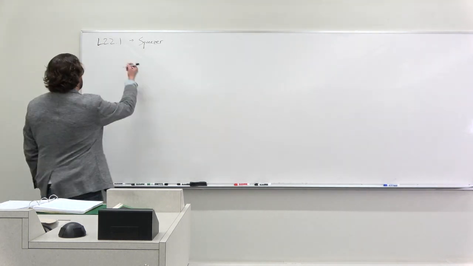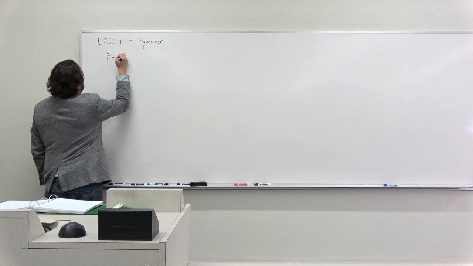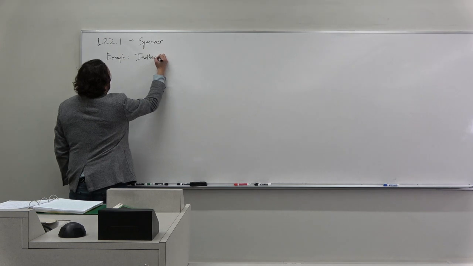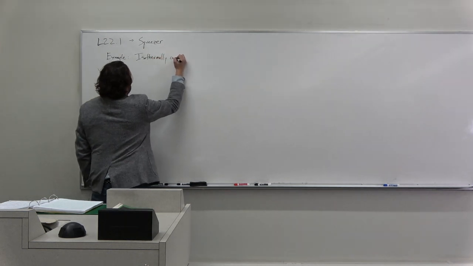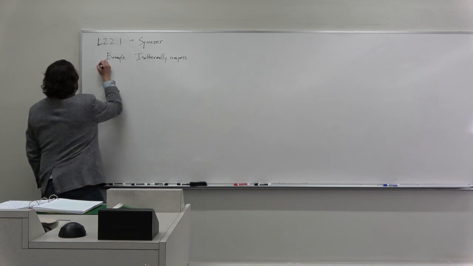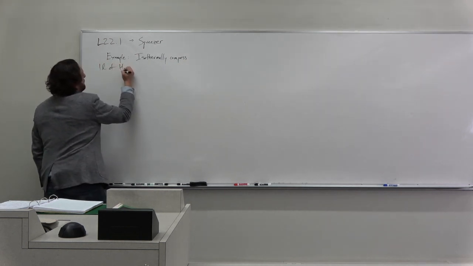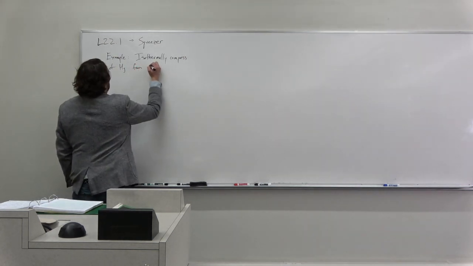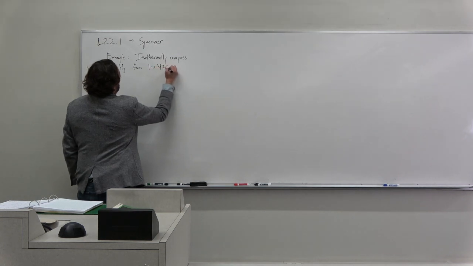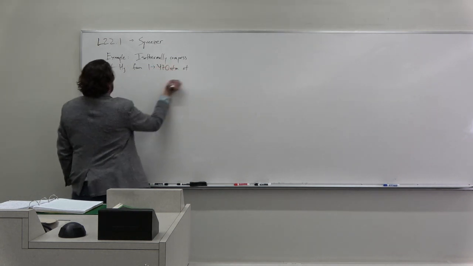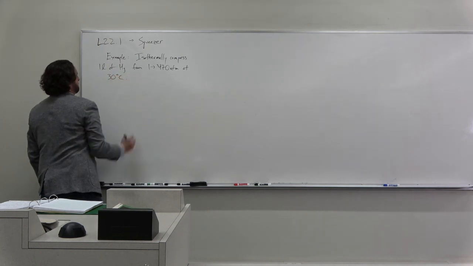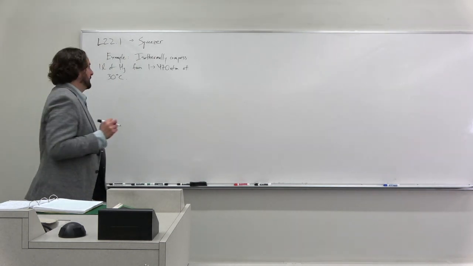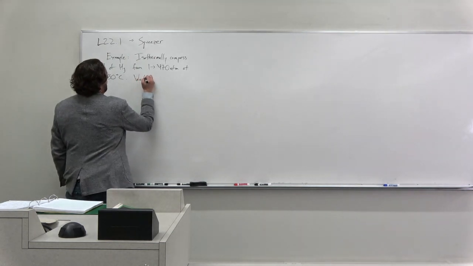So remember in class, the example was to isothermally compress 1 liter of mercury from 1 to 470 atmospheres at 30 degrees C. All right, so when we were doing this, we wanted to find the work and the heat.